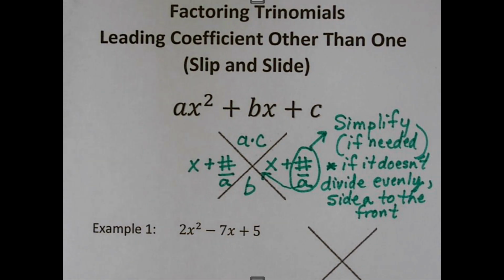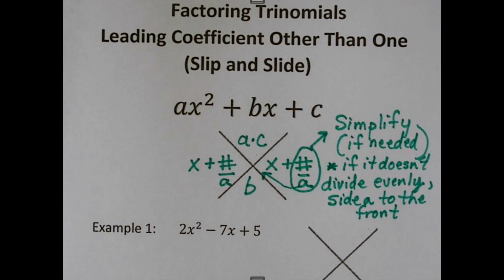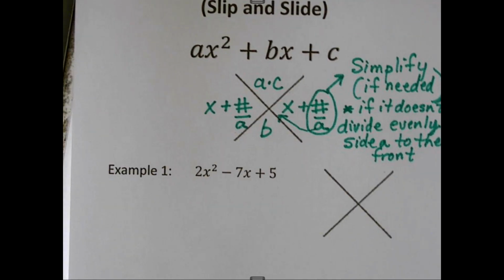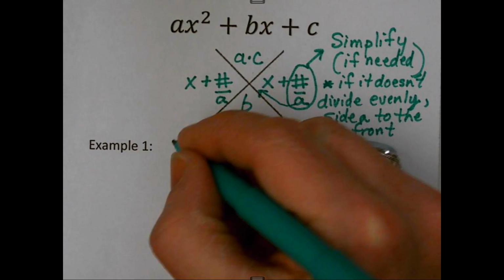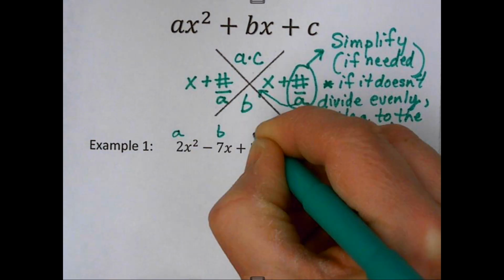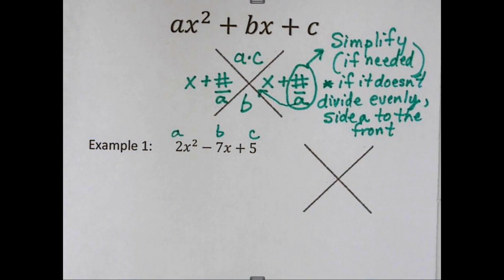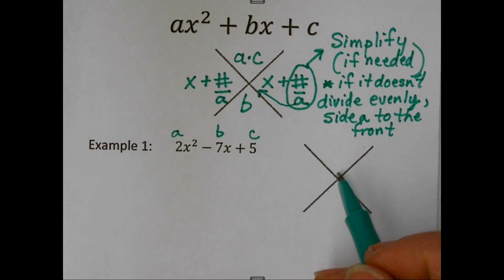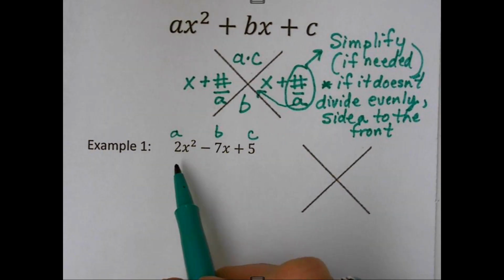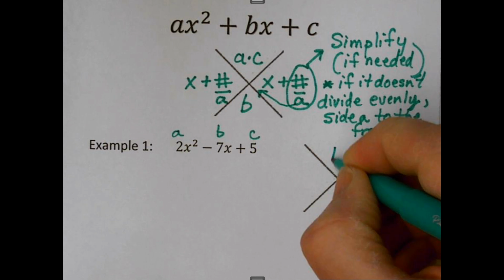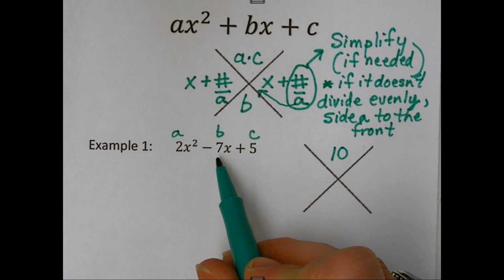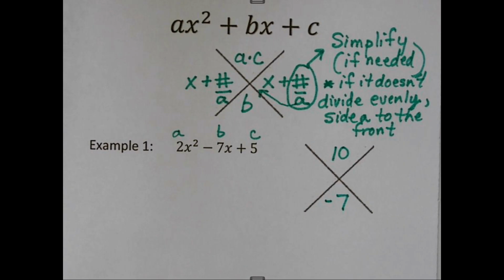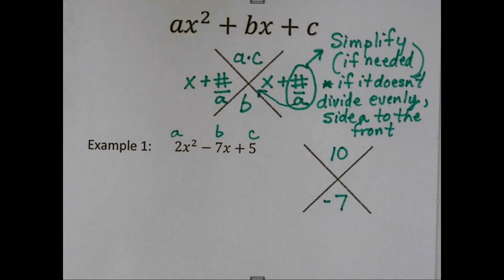Let's go over example 1. I'll try to keep our rule here while we do number 1. It might be easy for you to label A, B, C, so you know what everything is. To get that top number, we take A times C. 2 times 5 is 10. The bottom number is the coefficient of your middle term. What's the factor pair of 10 that adds to give us 7? Factor pair of 10: 2 and 5.